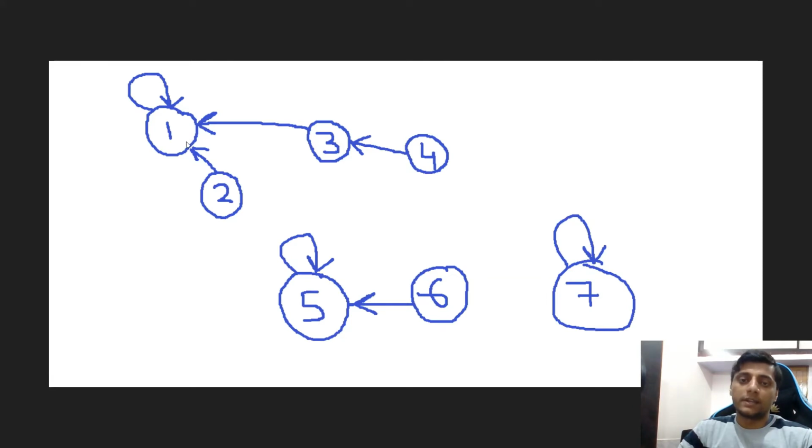So these are connected. If I ask you, hey, are 4 and 7 connected? We find the representative of 4, which is 1, and 7's representative is 7, so they are different, so they are not connected. These are the kind of problems which DSU can be used to solve.